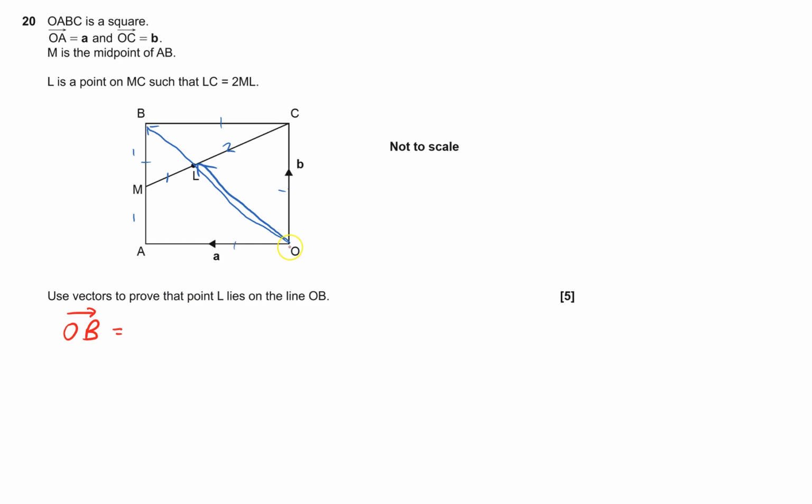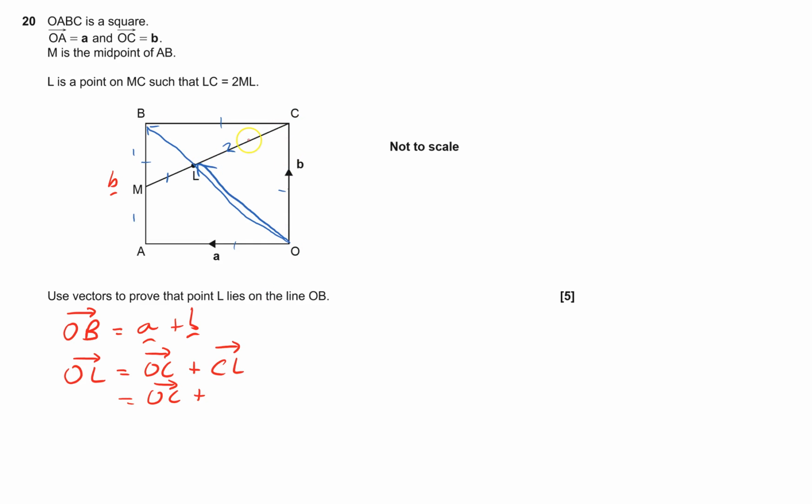And the vector OB, to go from here to B, I need to go along there, it's A, and then straight up is B, because it's a square, and so that's going to be A plus B. And now I actually want to work out what OL is. To get to OL, I'm going to go up to C, so I'm going to go from O to C, and then from C to L, and that would get me from O to L.